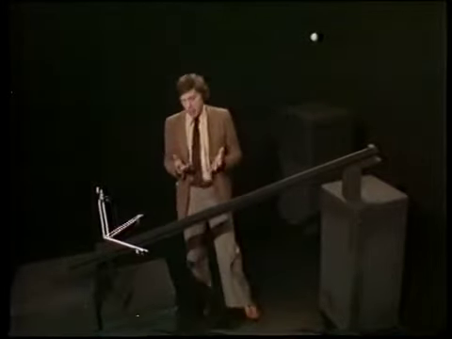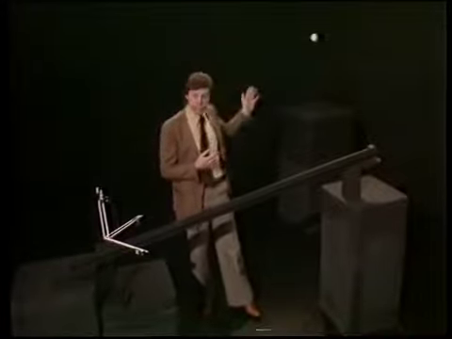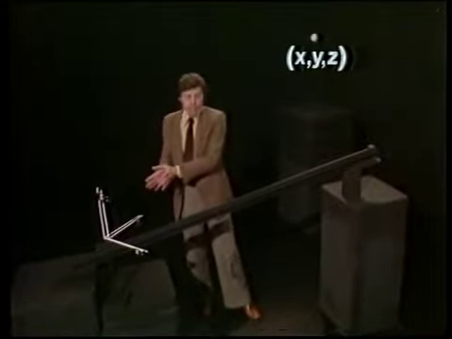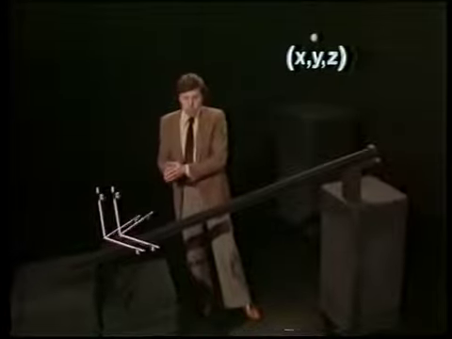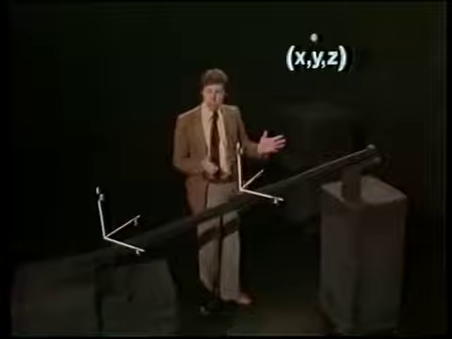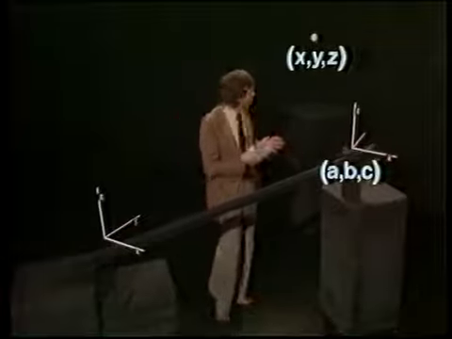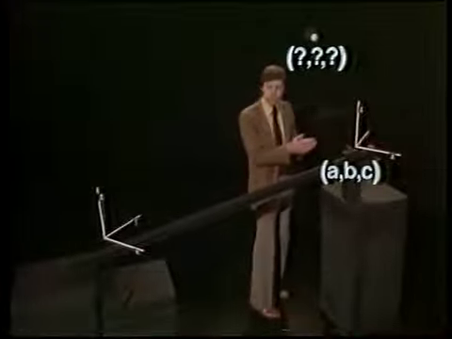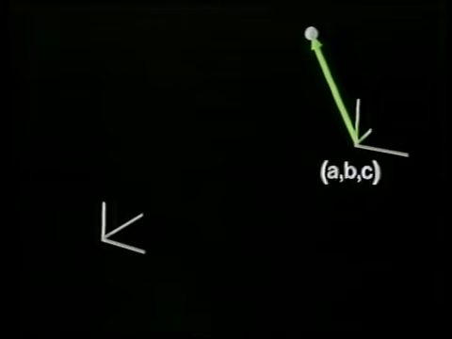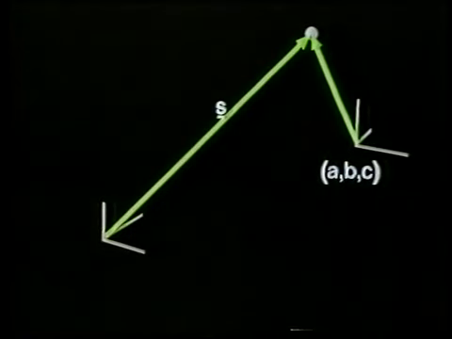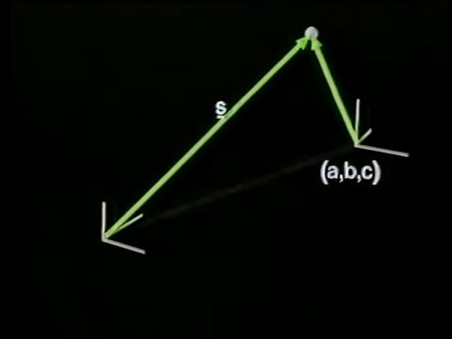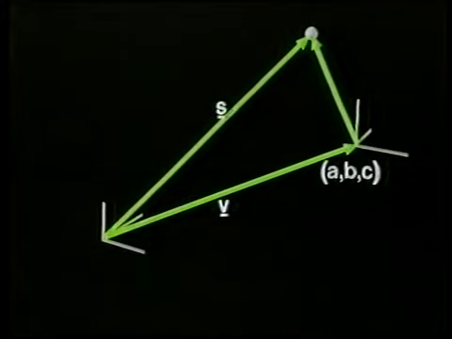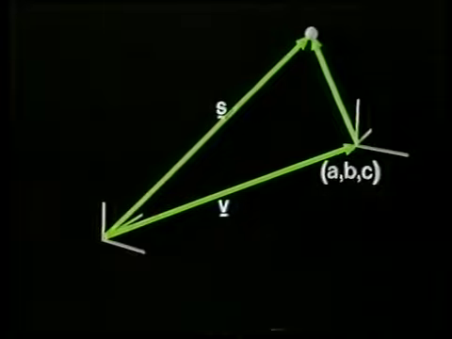We've got a three-dimensional system of axes and a point whose coordinates are x, y, z relative to this set of axes. But what we want to do is to move the origin to a point a, b, c. And what are the coordinates of this point relative to the new set of axes? We want to find this vector, but there are two vectors that we know. We know the position vector of the point relative to Earth, and we know the position vector of the new origin relative to Earth. So the vector that we want is just s minus v.